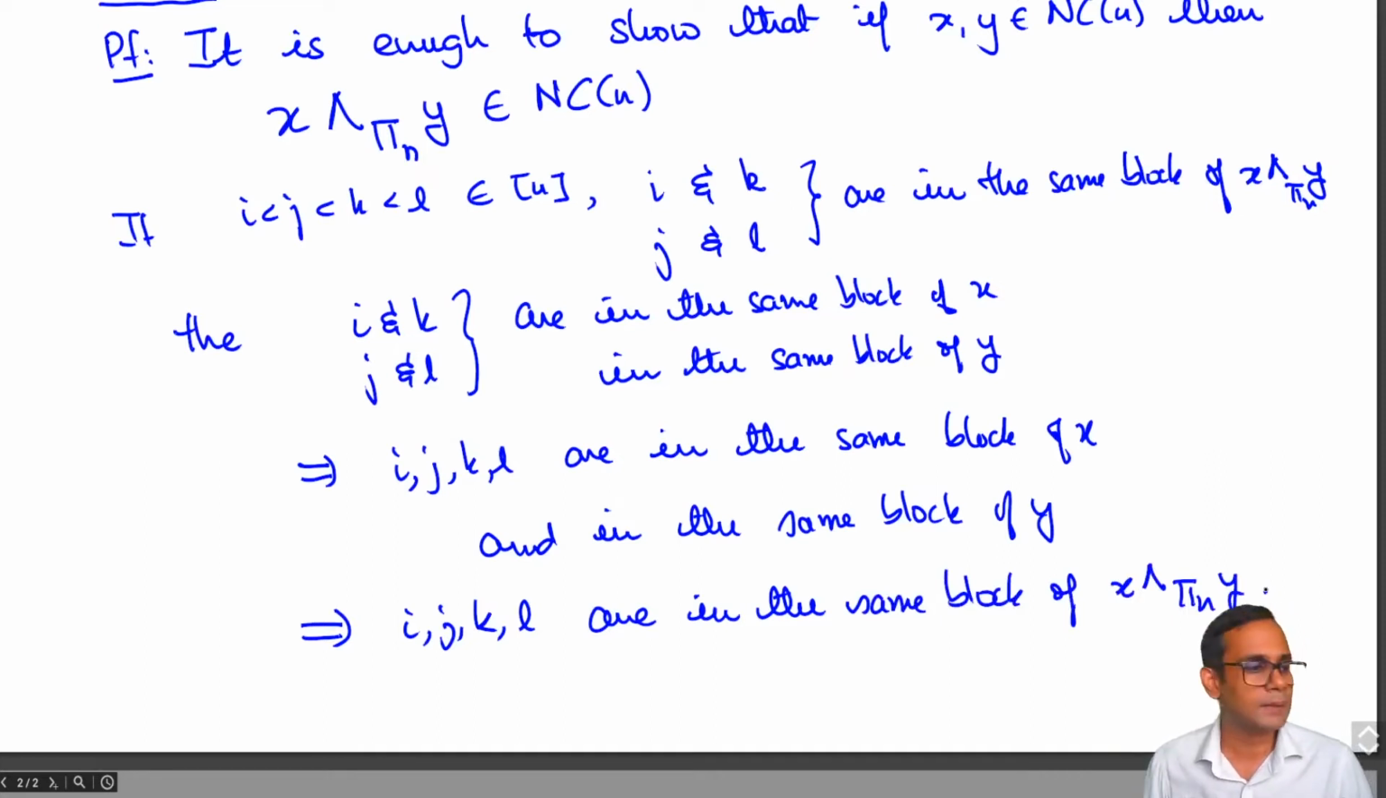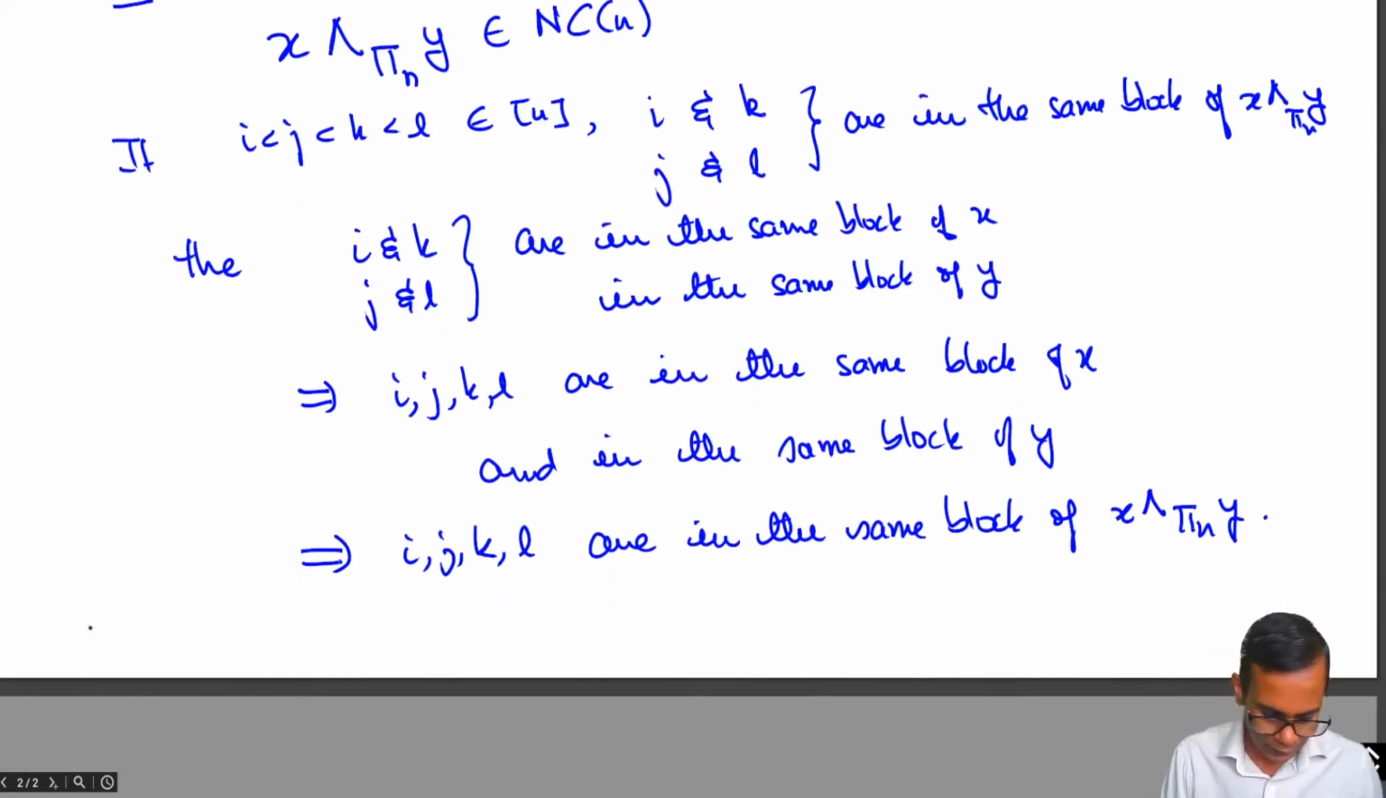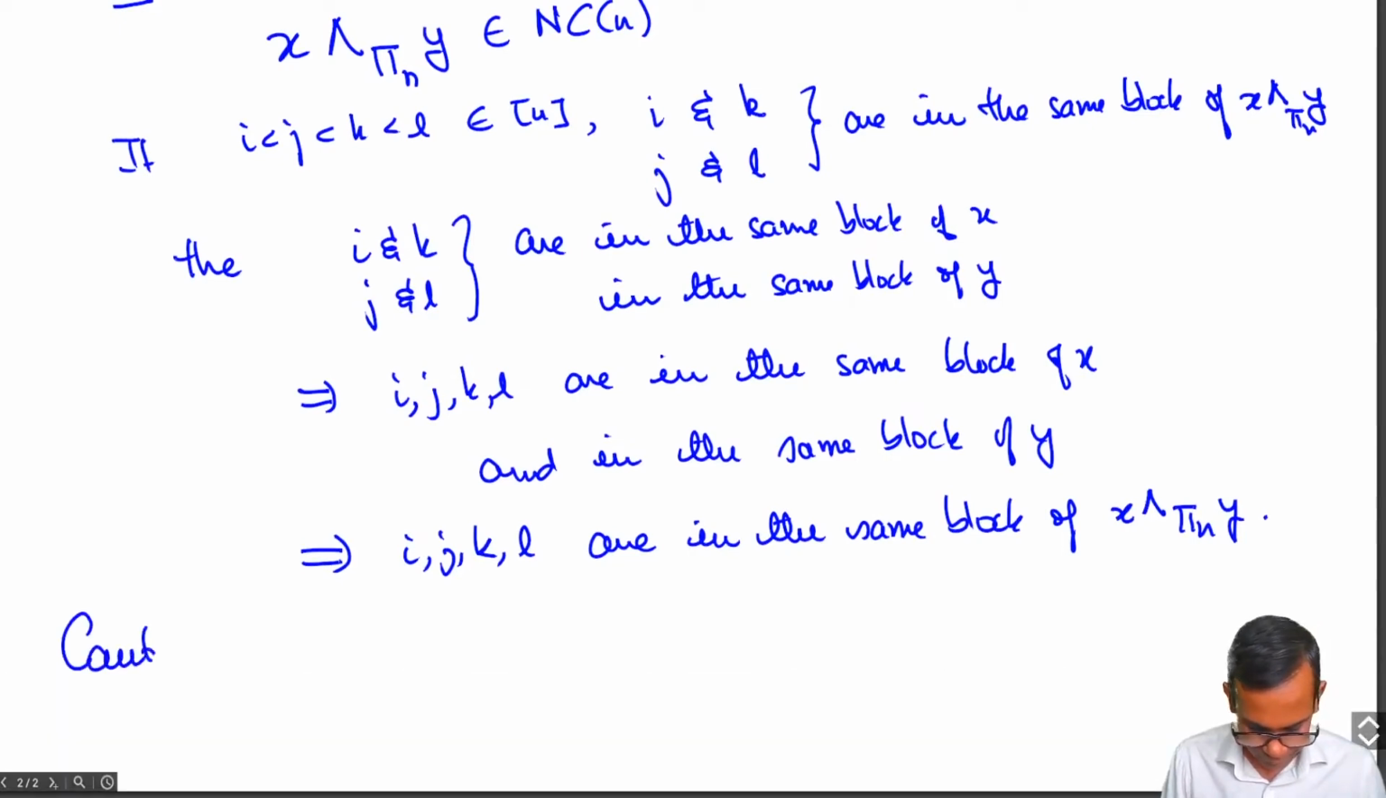Okay, so it's a fairly straightforward proof. But the meet in the lattice of non-crossing partitions coincides with the meet in the lattice of all partitions. But you need to be a little more careful with the join.